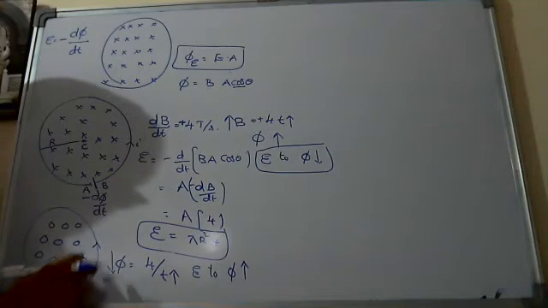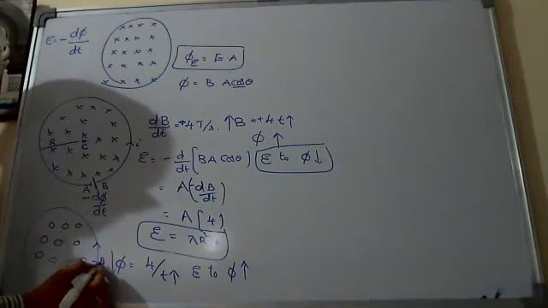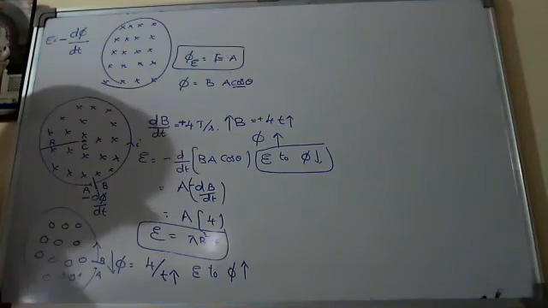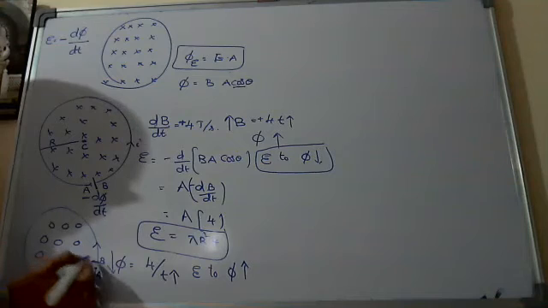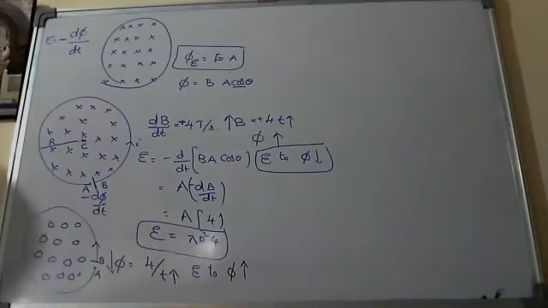Between any 2 points, say somewhere here, A and B, current always flows from the positive terminal to the negative terminal outside the battery. So here, outside the battery, B is at higher potential and A is at lower potential.